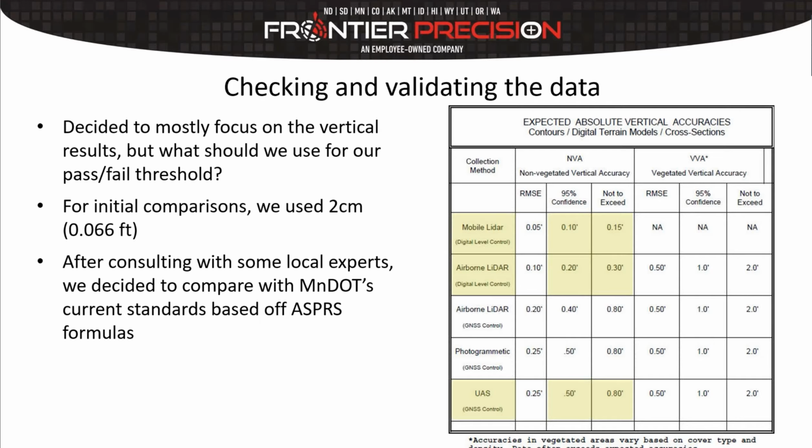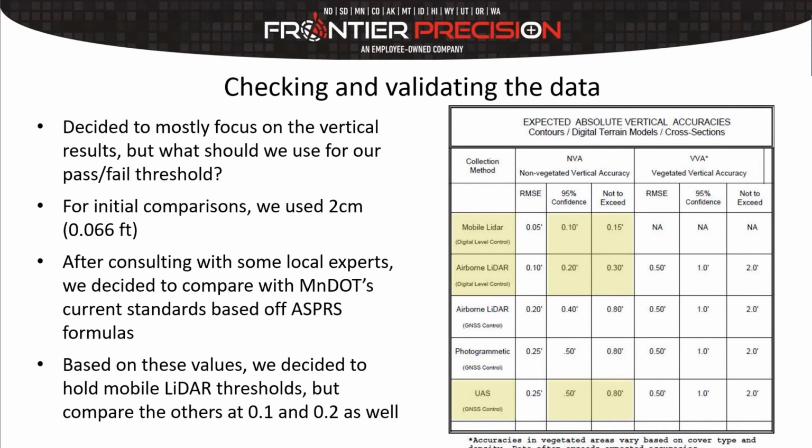So in the end, what we decided to do was compare all of our data not only to this 2 centimeter threshold, but also at 1/10 of a foot and 2/10 of a foot, just to see, because for some projects, a tenth may be good enough. Maybe some projects you need 2 centimeters. Maybe some projects 2/10 is good enough. So we wanted to make sure we covered it all. That was what we decided on for validating our data.